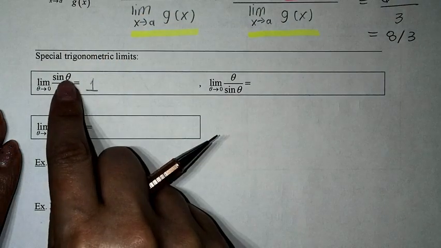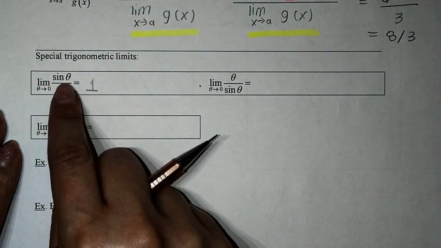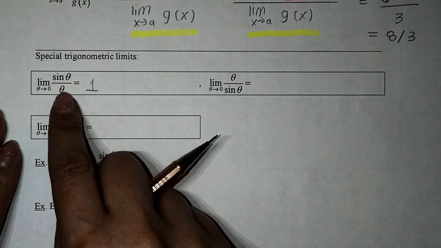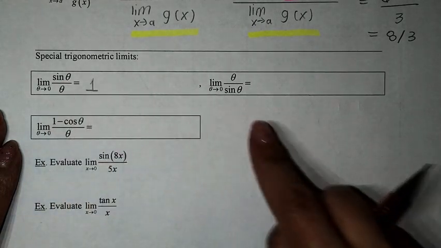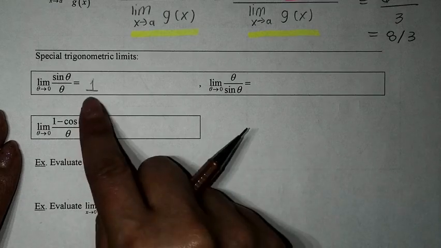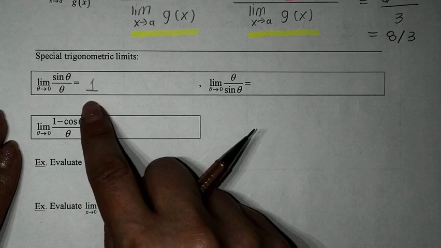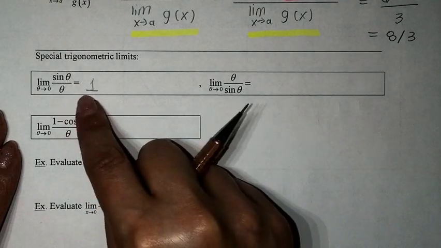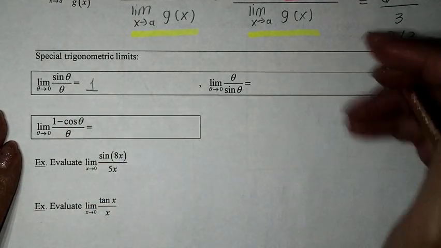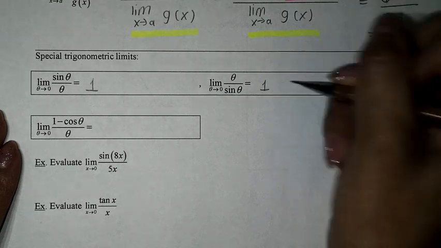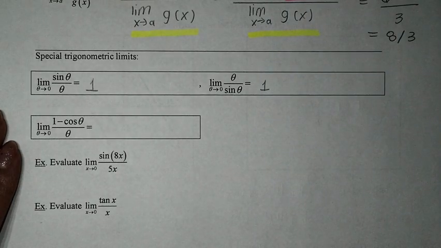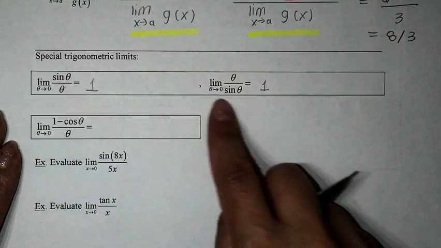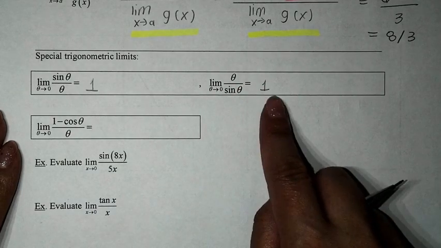And the main pattern that you are going to see is the theta. This one needs to be the same as this one. We're going to prove this later in the year, but right now you need to remember this. Similarly, you have that the reciprocal of this expression is this one. What do you think that it's going to be equal to? Okay, so this is going to be equal to 1 as well. So if you see this or this, remember, theta approaching 0, that's going to be 1.